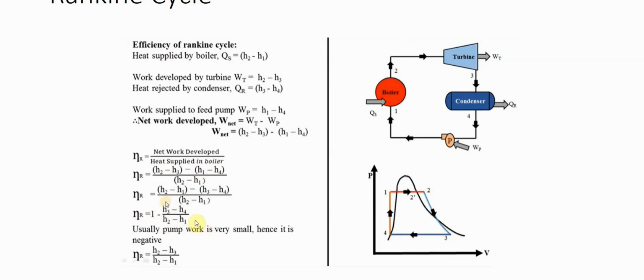And if you skip the pump work, because the energy taken by the pump is very small, it is negligible, you can neglect it or put it as 0. So if the pumping energy is very small, you can neglect it. It means the output is only the net work developed by the turbine, that will be WT, and WT will be H2 minus H3. So you will get H2 minus H3 divided by H2 minus H1 as the efficiency, with the heat supplied by the boiler. In this way you can also get a simplified version of the efficiency.